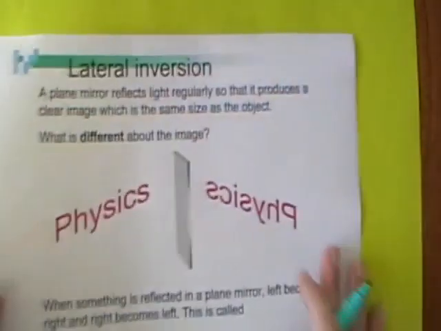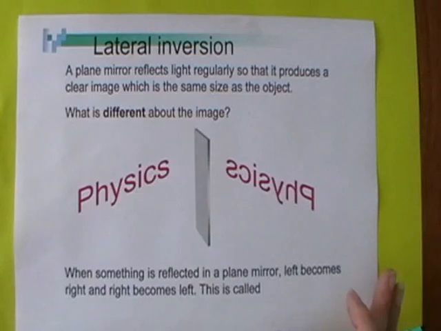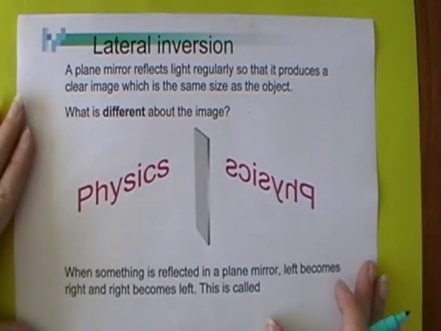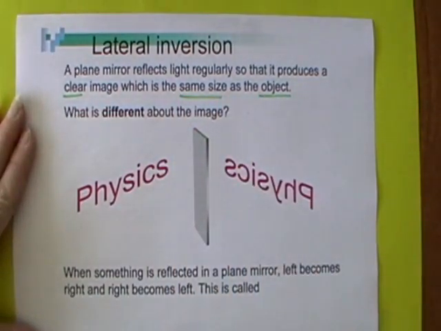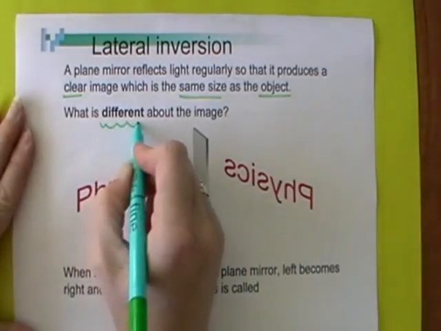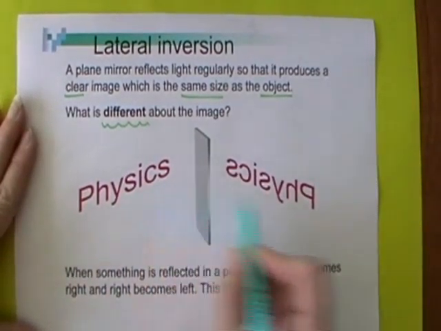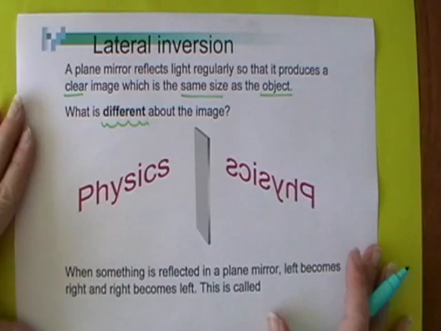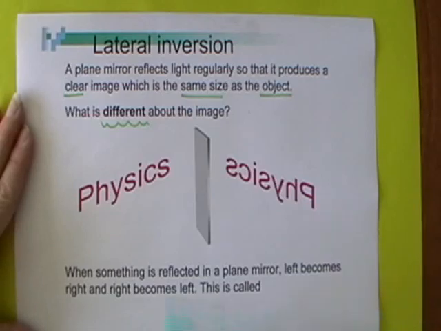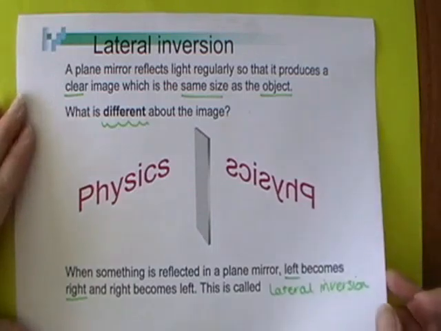Okay, another interesting point about reflection is the property of lateral inversion. A plane mirror reflects light regularly so that it produces a clear image which is the same size as the object. Think about whenever you look in the mirror. But what is different about the image? In this case, we can see the word physics reflected in the mirror, and we can see that it is now back to front. And this is the same whenever we're looking in a mirror. When we're perhaps brushing our hair with our right hand, it looks like we're using our left hand. So when something is reflected in a plane mirror, left becomes right and right becomes left. And this is called lateral inversion, which is a useful term for you to learn.